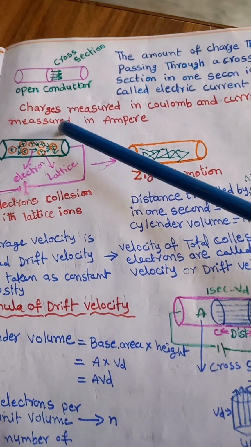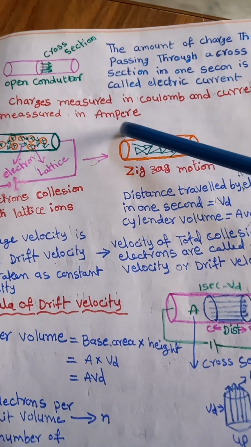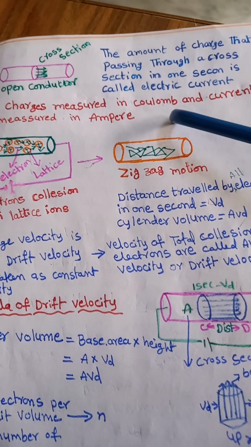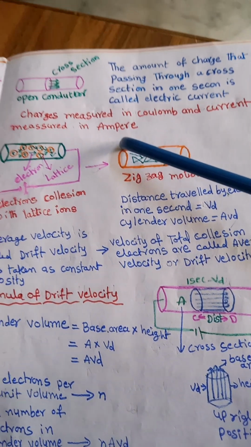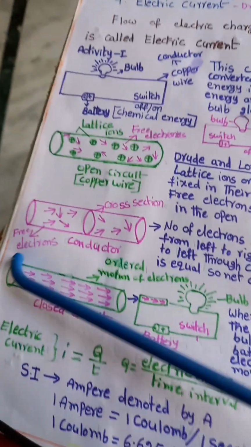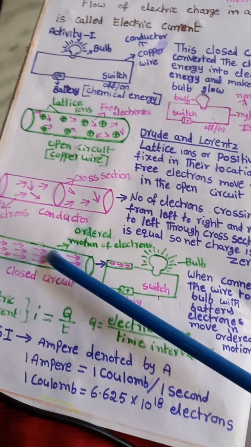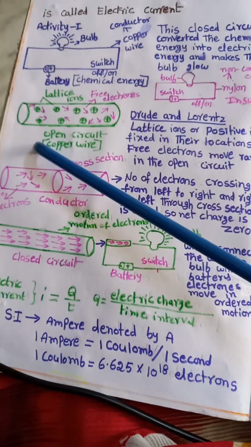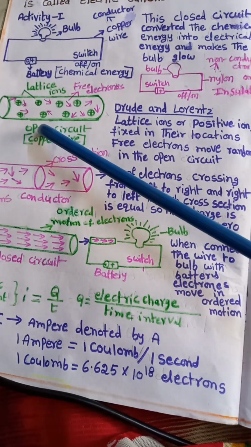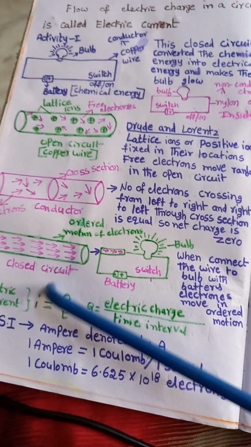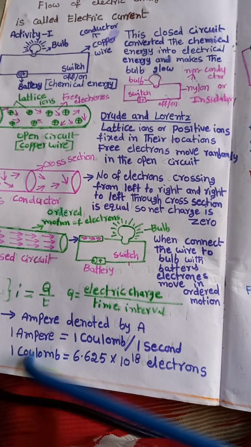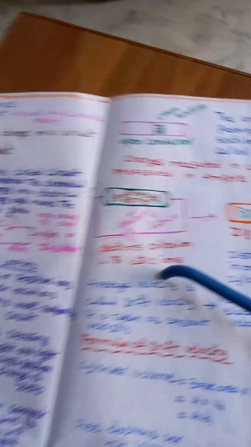Next, charge is measured in coulombs and current is measured in amperes.